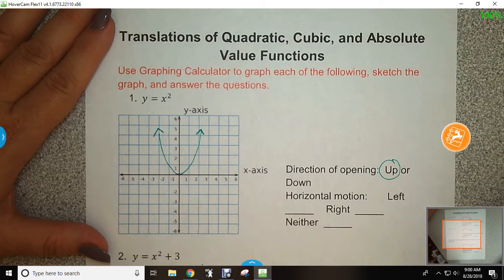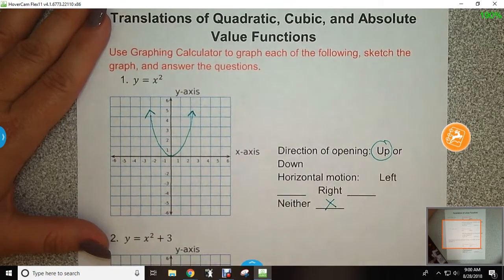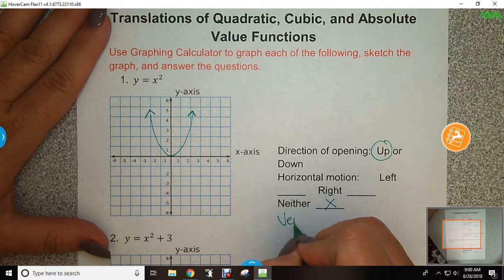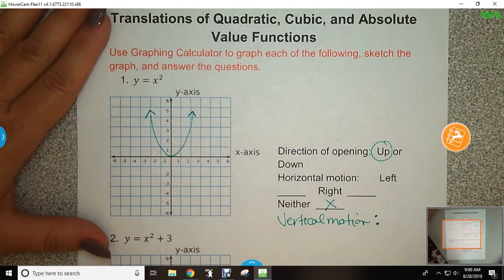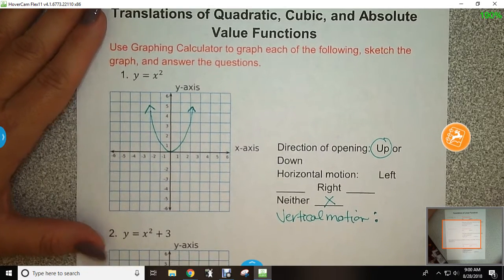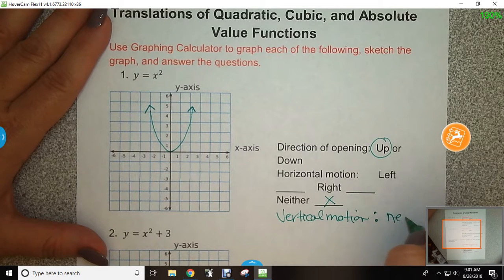The horizontal motion from the origin, it does not shift left or right at all. That is neither. And there's a part that I somehow managed to leave off of here, and that is about the vertical motion. Okay, and from the origin, this one does not shift up or down at all, so this one is neither.